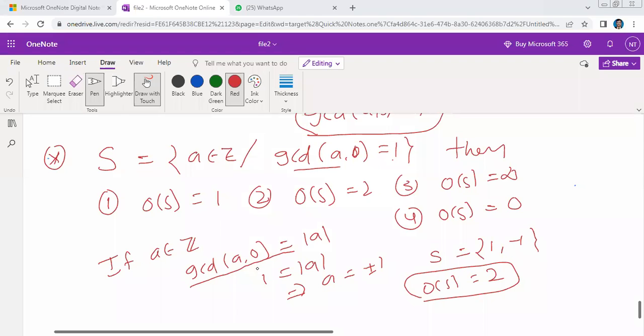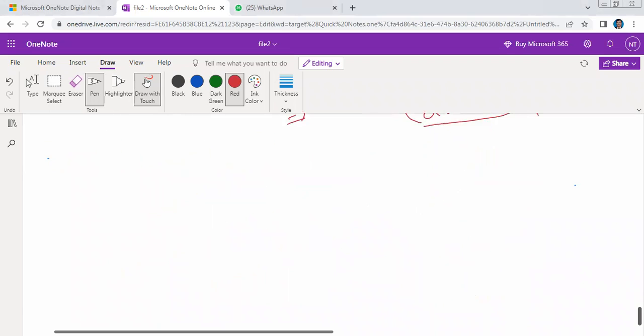So GCD of a comma 0 is always mod a. Mod a is equal to, as already mentioned, 1. Therefore, a is equal to plus or minus 1. This set contains 2 integers: 1 and minus 1 are the 2 integers. Now let me ask one more question. Same scenario.